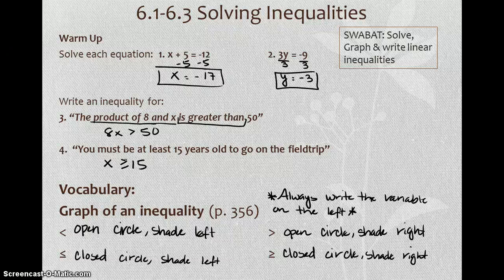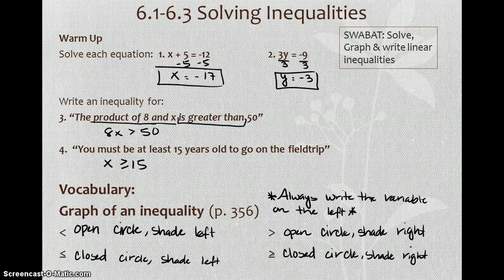And then if you could take a moment, and if you didn't write down all of that information, here's a shortcut for you for the vocabulary. Write down all of this information that you have here. Number 1, I'll be checking to see if you wrote always write the variable on the left. Number 2, open circle, shade to the left if it's pointing to the left, so less than, shade to the left. Less than or equal to, we'll have a closed circle and shade to the left, and then the opposites for greater than and greater than or equal to.